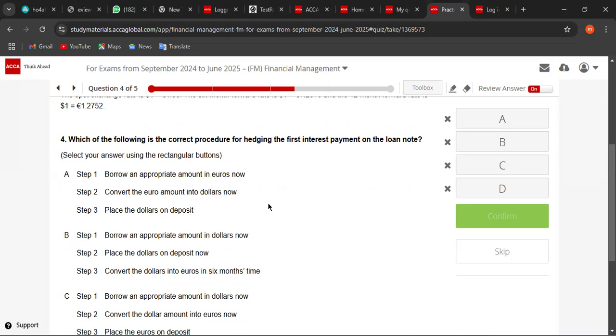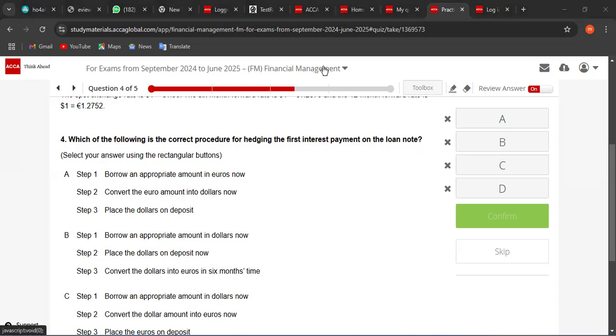Now, what was the money market step, guys? Borrow an appropriate amount in euros. What was that, guys? Which of the following is the correct procedure for hedging the first interest payment on the loan note? That is an interest rate payment question.